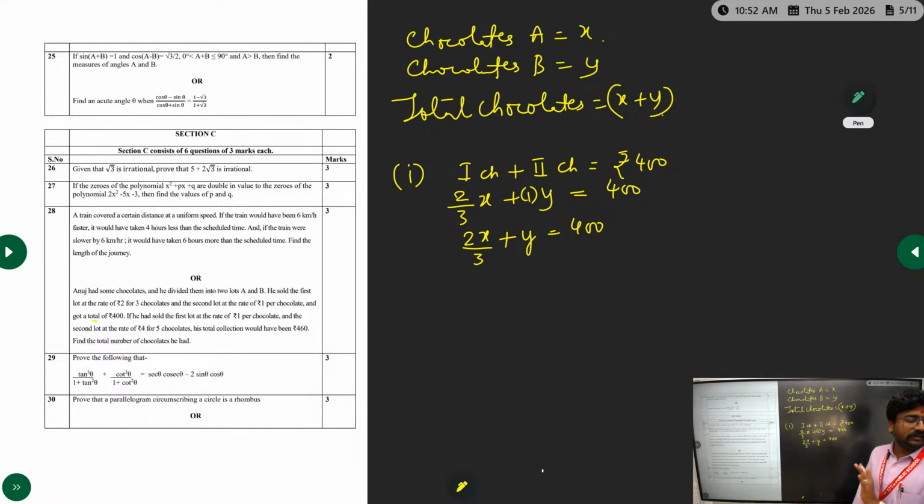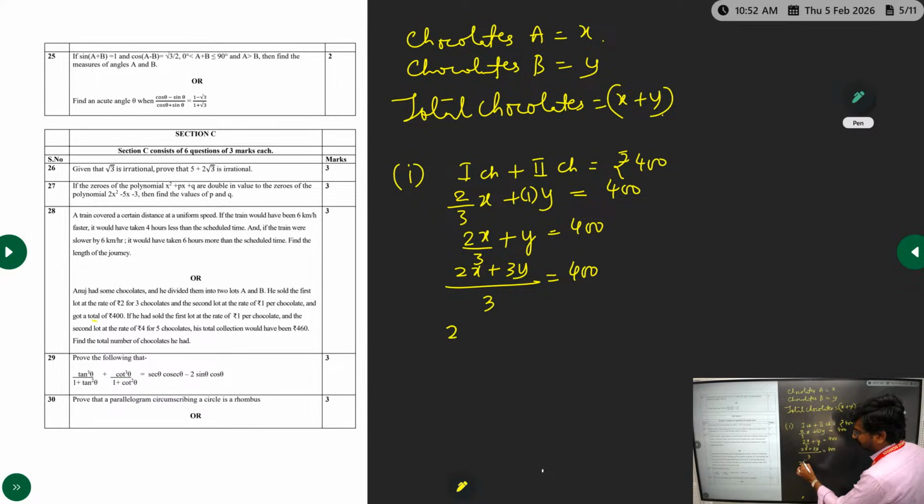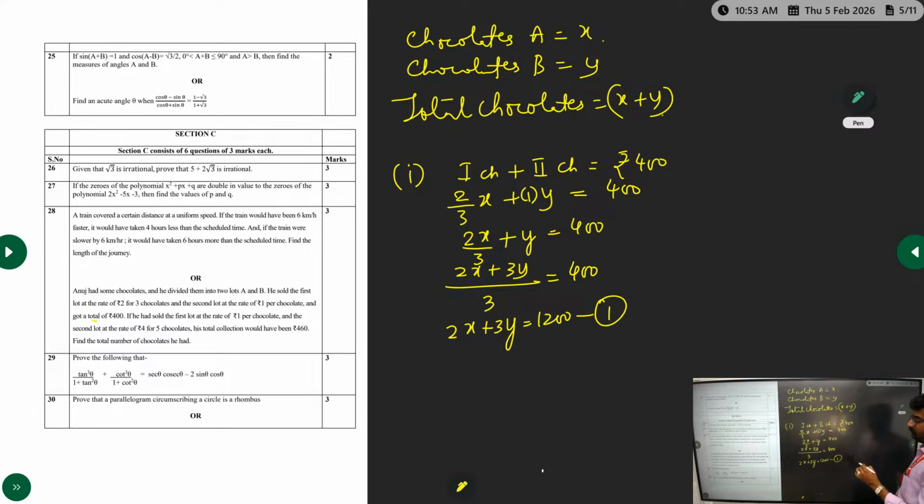Should I keep it like this only or should I solve this? We have to solve. Take the LCM. When 3 is the LCM, it will be 2x plus 3y is equal to 400. Cross multiply. 2x plus 3y is equal to 1200. Equation number 1.